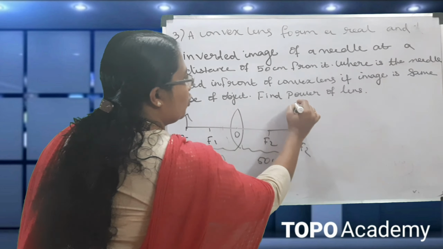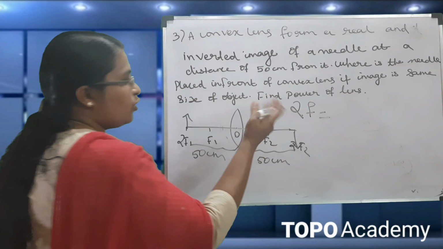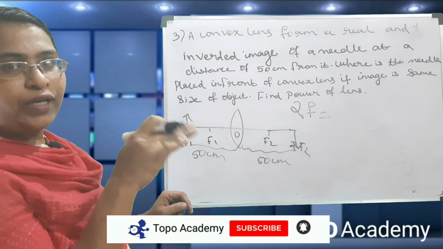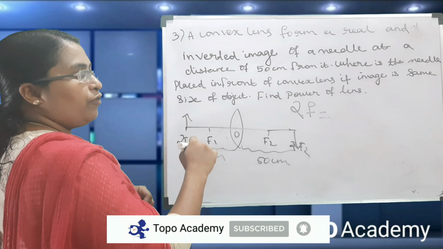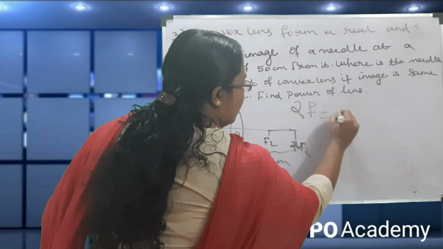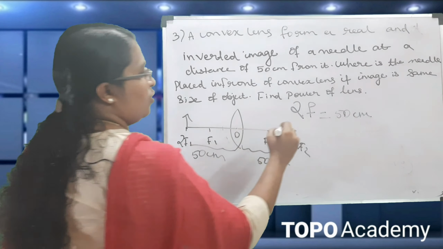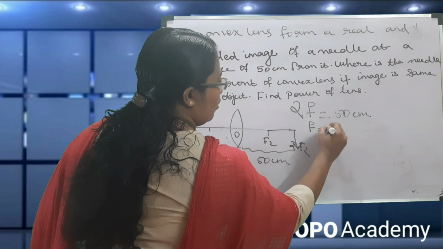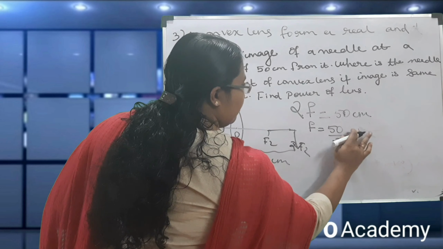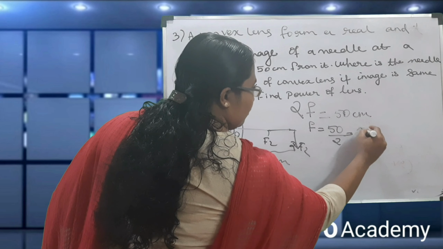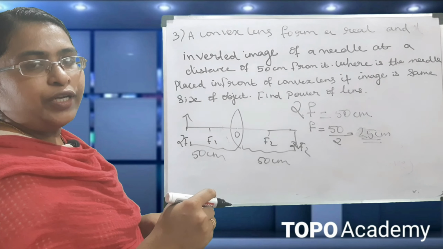So what is the value of 2f1? What is the value of 2f? In general we can write 2f, since both distances are the same. So what is the value of 2f? 2f is equal to 50 centimeter. So what is f? It is equal to 50 divided by 2, which is 25 centimeter.